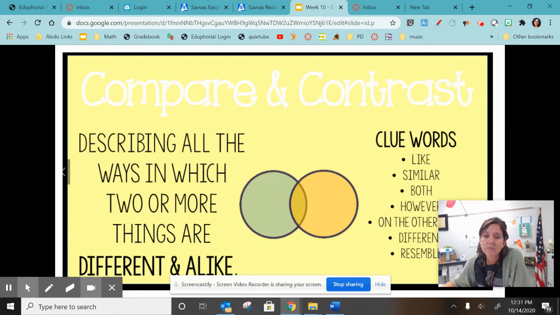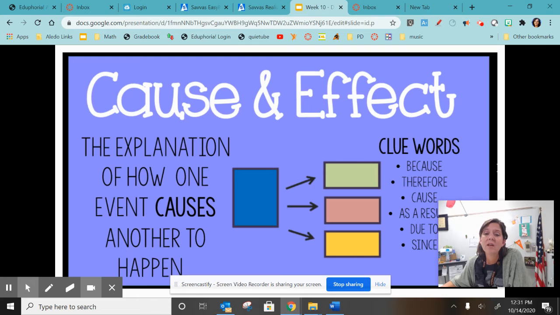Compare and contrast is where you're taking two things and saying, how are they alike and how are they different? Words like similar, both, however, on the other hand, how things are different or how they resemble, those would be your compare contrast words. We like to use this type of organizer called the Venn diagram for compare contrast, but another organizer that we actually use here in Alito is called a double bubble, and that's how we compare contrast things.